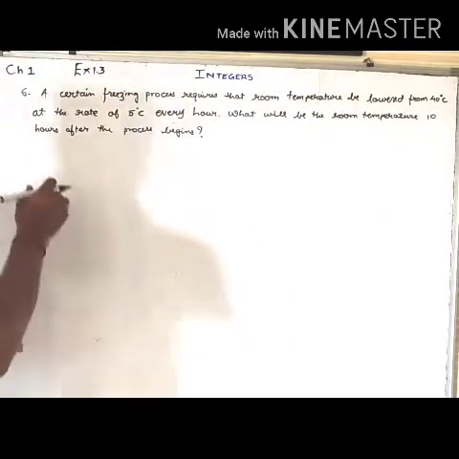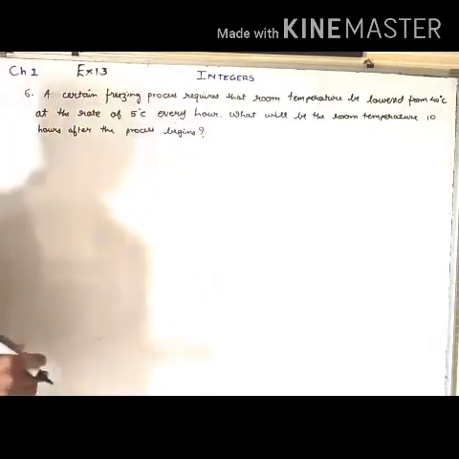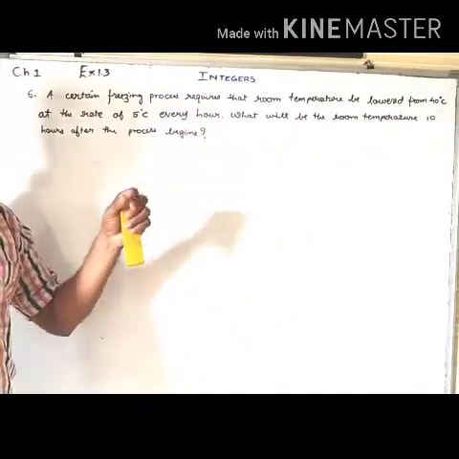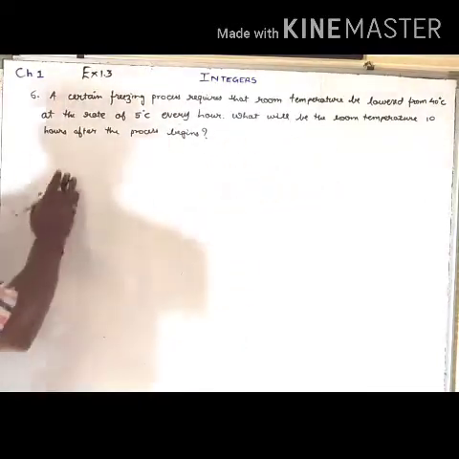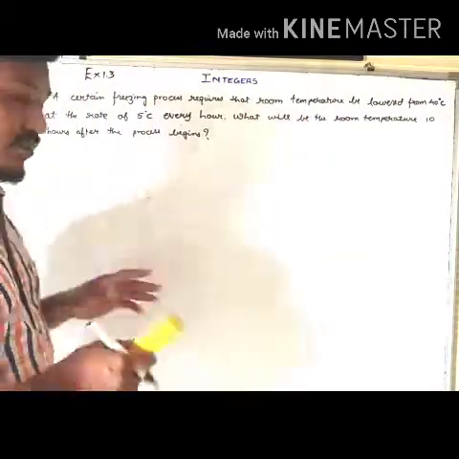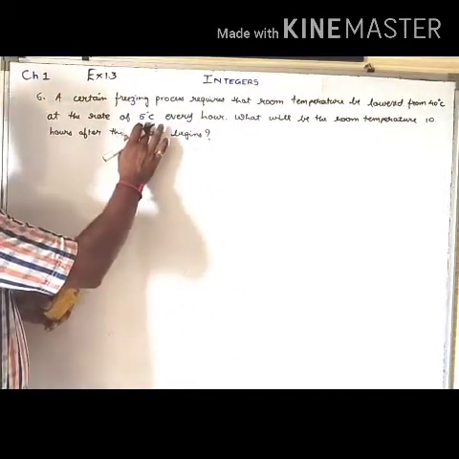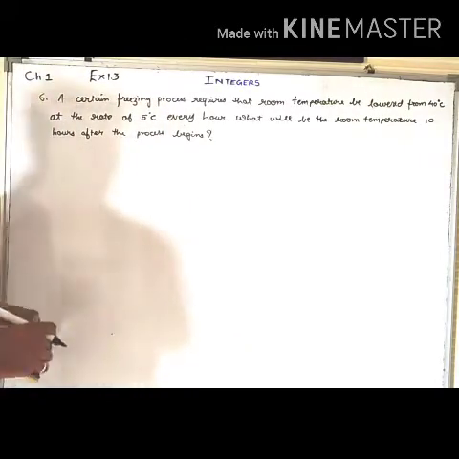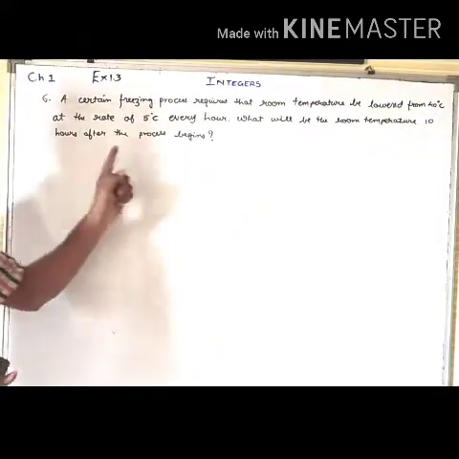Now let us start our sum number 6. A certain freezing process required that room temperature be lowered from 40 degrees Celsius at the rate of 5 degrees every hour. What will be the room temperature 10 hours after the process begins? Now the current room temperature is 40 degrees Celsius. Now we need to find the temperature. It is arranged such that it reduces 5 degrees Celsius every hour. Now we need to find the temperature 10 hours after the process begins.